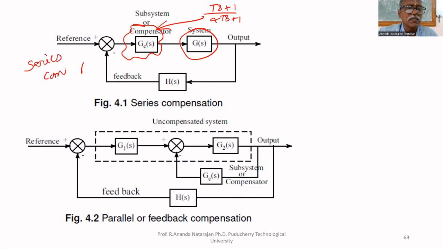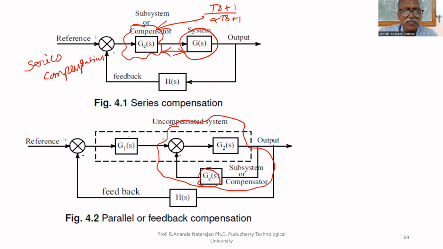Series compensation, because the subsystem is included in series with the original system. Another compensation is called parallel compensation. In that, the compensatory system is in parallel with the original system, or it is connected in between the original system.